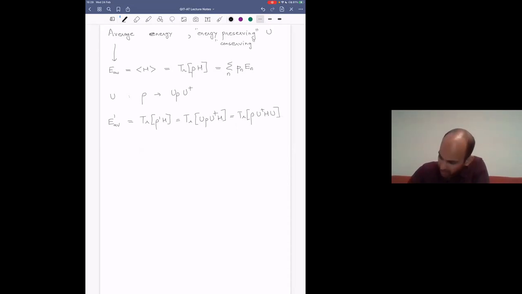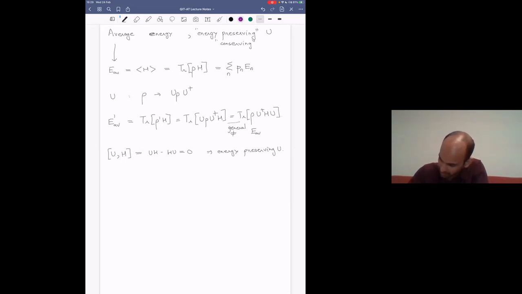And so now this is, in general, not equal to my initial E average. However, there are some cases in which it is equal. And one of those cases is important. Imagine that U commuted with the Hamiltonian of the system. So UH minus HU is equal to zero. This is what we call an energy preserving U.